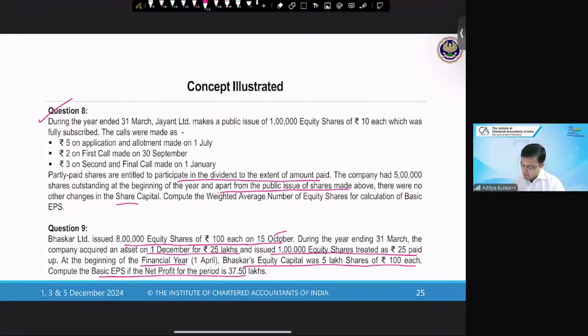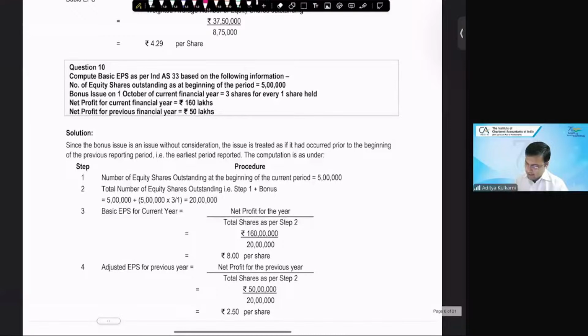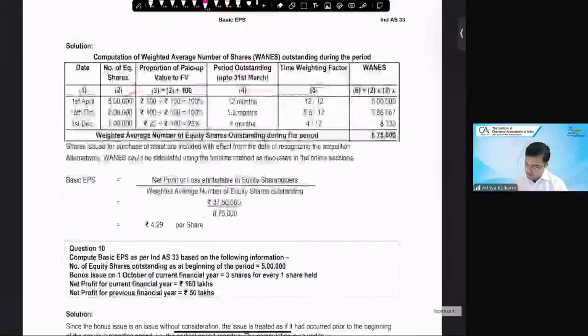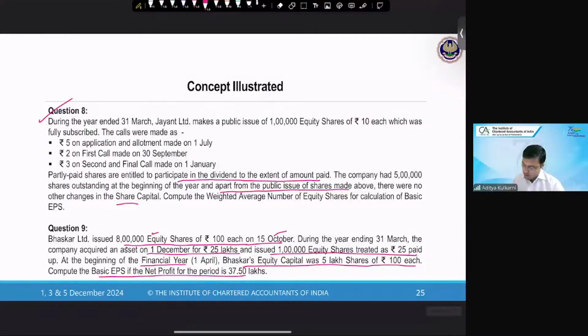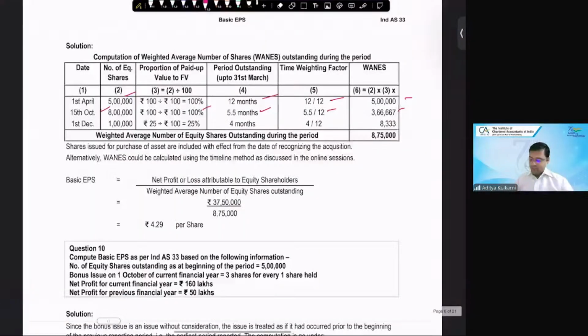15th October, issued 8 lakh equity shares. So 8 lakh shares on 15th October, so 5 months, proportionately 5.5 months. Okay, 15th October. 1st December, what did you do? For 25 lakhs, issued 1 lakh shares treated as 25% paid up.